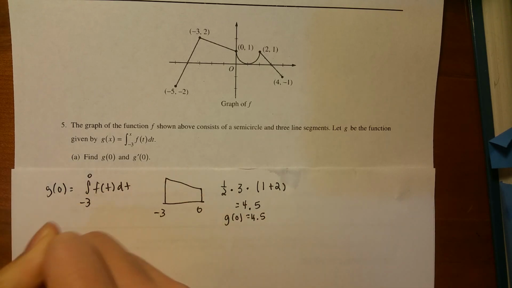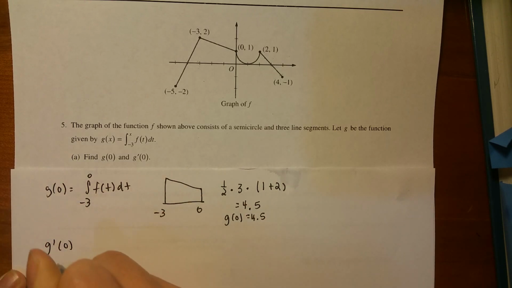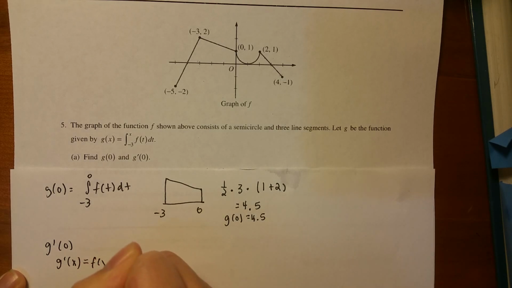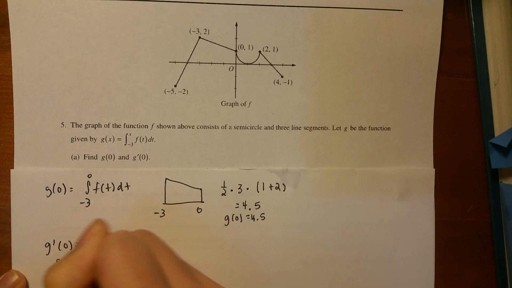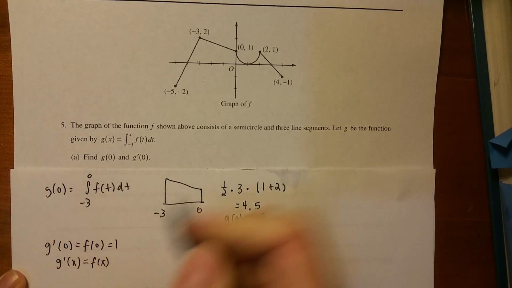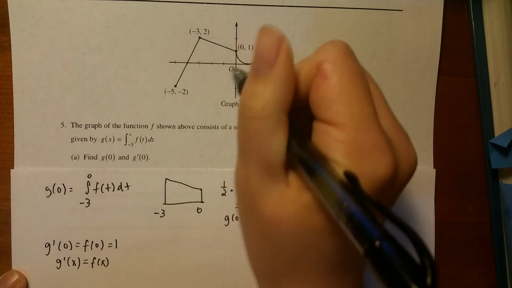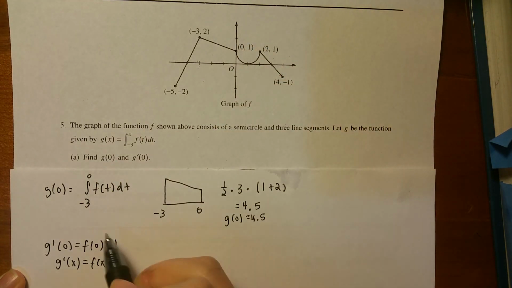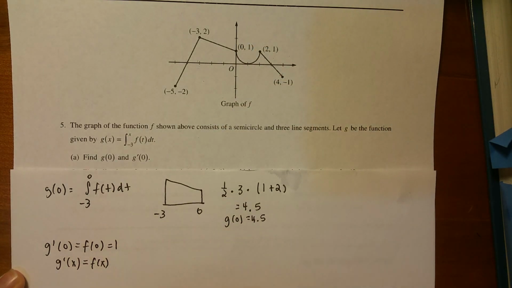To find g prime of 0, we must first know g prime of x. By the second fundamental theorem of calculus, we can conclude that g prime of x equals f of x. Thus, g prime of 0 equals f of 0, which equals 1 by looking at this graph. So f of 0 here is 1, so g prime of 0 is also 1.